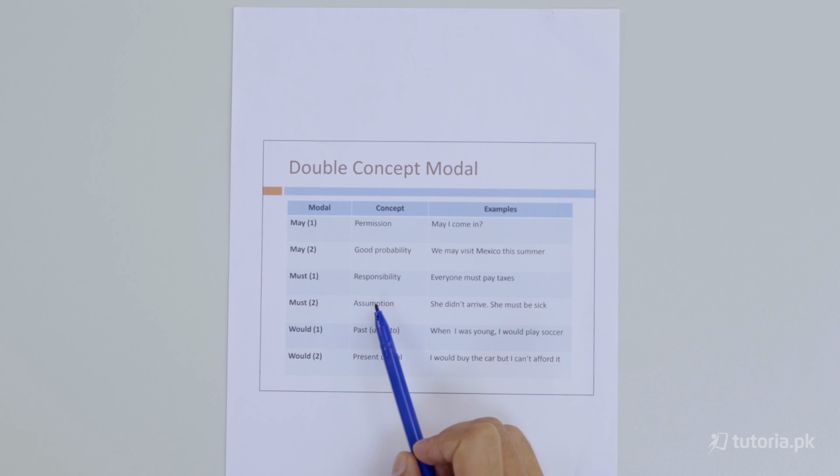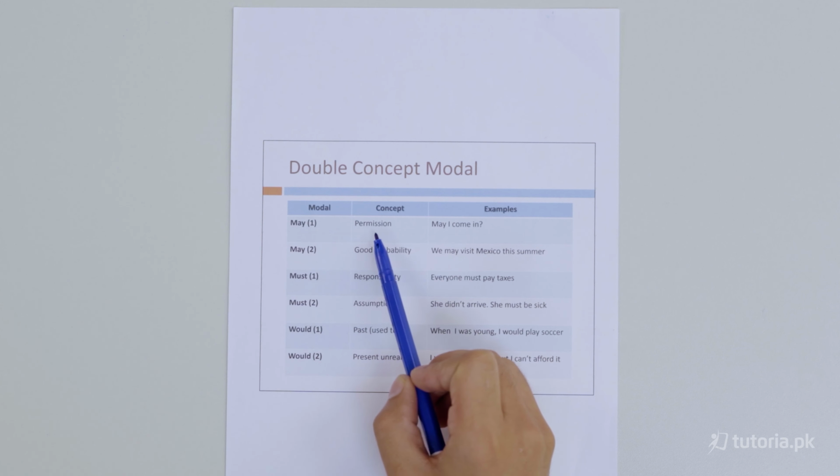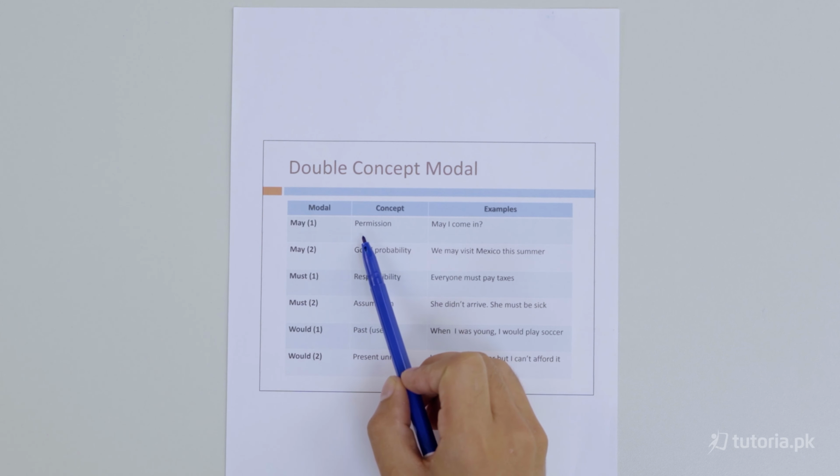In the first concept, this may can be used to ask permission. For example, for students, you always ask your teacher, may I come in, ma'am?